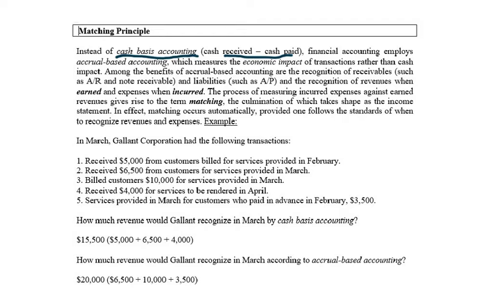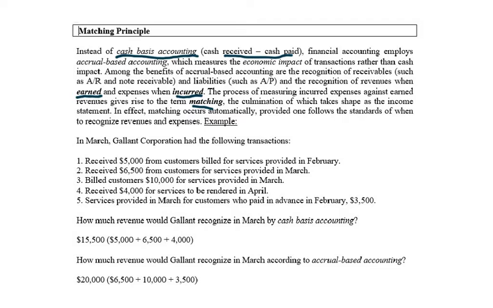Again, what's the standard we've been employing here? Recognizing revenues when they're earned and expenses when incurred. So this is nothing new, just sort of hanging a name on what we've been doing. Measuring these incurred expenses against earned revenues gives rise to the term matching. So that's what we've been doing without actually knowing it.